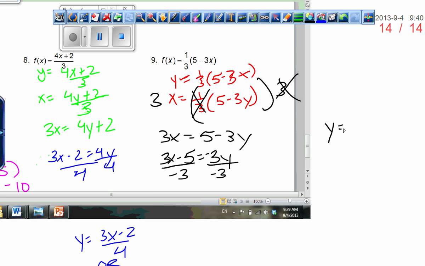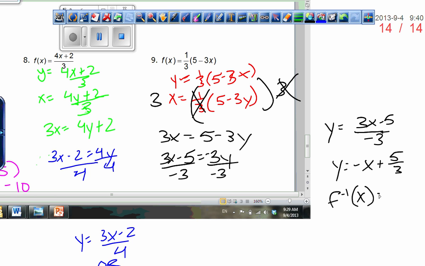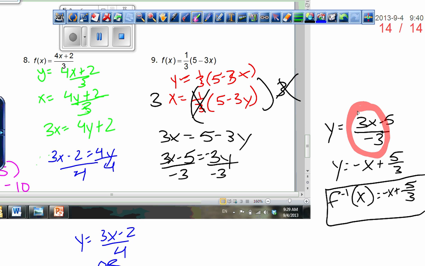So y equals 3x minus 5 over negative 3. If you want to actually show all your work and divide, that's going to be negative x plus 5/3. The reason why this is negative x plus 5/3: 3 divided by negative 3 is negative 1, so that cancels out. Then I also have to do it by this one. So negative 5 divided by negative 3 is 5/3.